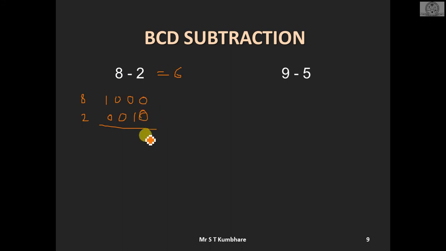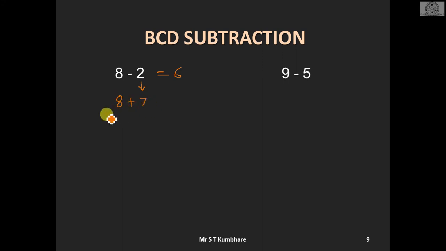Sorry, wait. There is a small correction over here. Before addition, we first need to find the ninth complement of this 2. Since we are going for subtraction, let's erase this. Instead of subtracting, first I will find the ninth complement of this 2. The ninth complement of 2 is 9 minus 2, which is 7. Then I will add this.